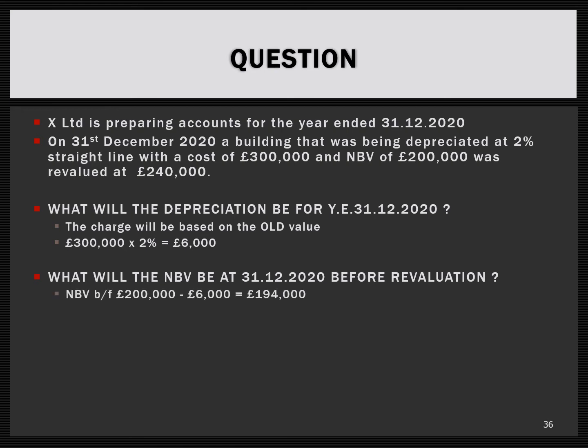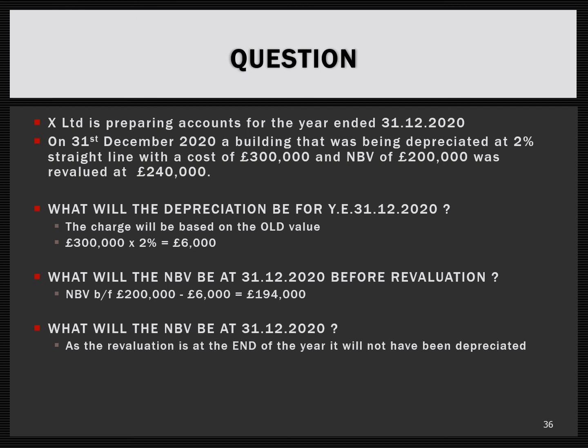So the net book value at the start of the year was 200,000. An extra £6,000 depreciation has been put through, and so at the end of the year the net book value is going to be 194,000. We now need to work out what the net book value will be at the 31st of December 2020 after the revaluation has taken place. And because the revaluation is at the end of the year, that figure won't have been depreciated. So the carrying amount, the net book value, will be the whole 240,000.